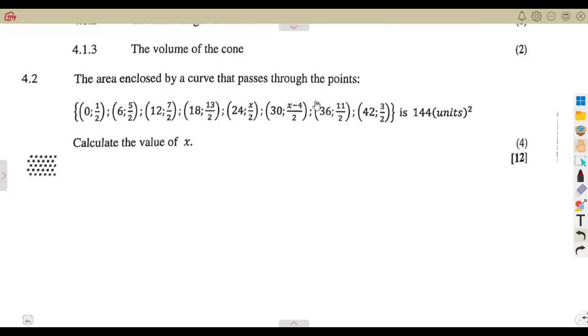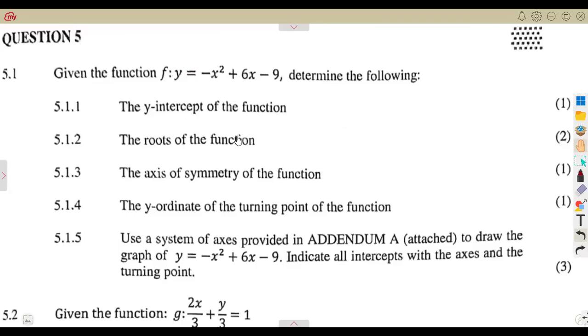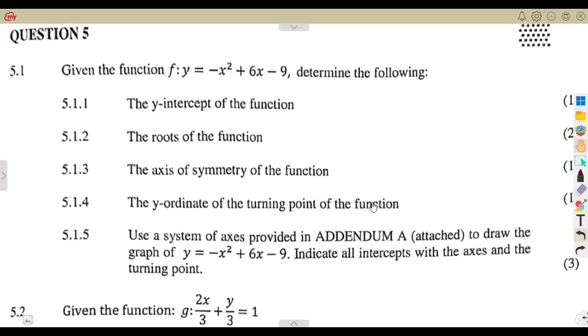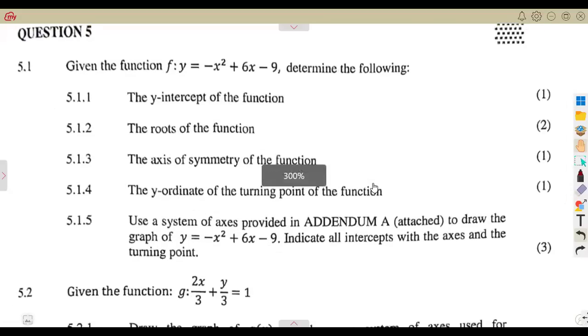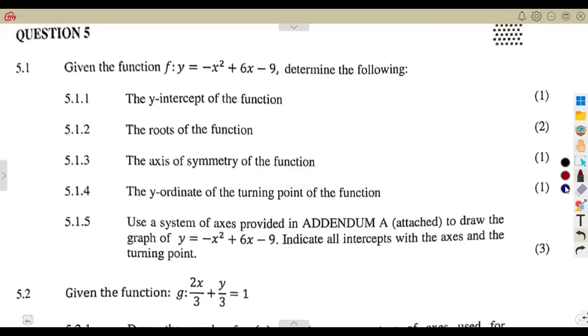Let's consider another part of our question, which was question 5. And there we have 5.1. Given the functions, we are given a function f of x. Determine the y-intercept of the function. This is something that we can consider directly. Remember, for the y-intercept, x is supposed to be equal to 0. So if x is equal to 0, you can substitute 0 here. You're going to see that y was going to be negative 9. So that's (0; minus 9) as a point, if you want to write it as a point.